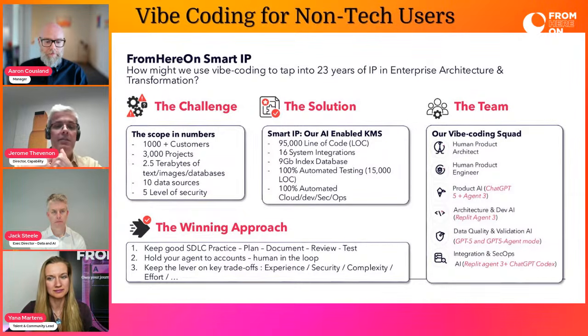The second is to hold your agents to account. When you have a development team, they're held to account for the quality of what they're doing. You should do the same with agents. Of course, they're not humans, but if you let them get away with bad code, they're going to produce bad code because they're just trying to save time and go fast. Same thing.